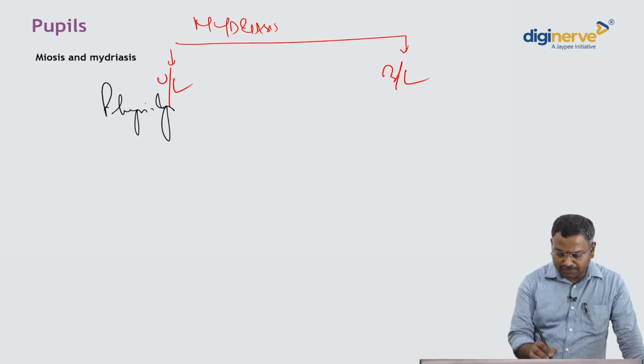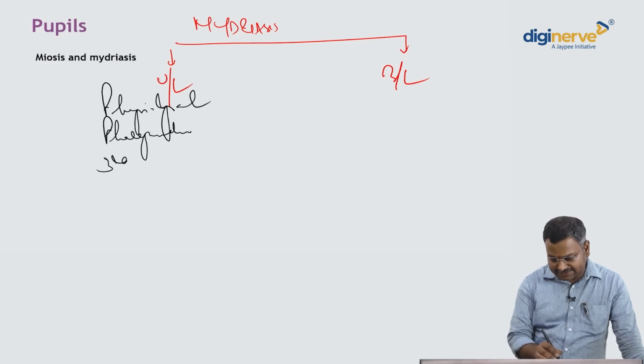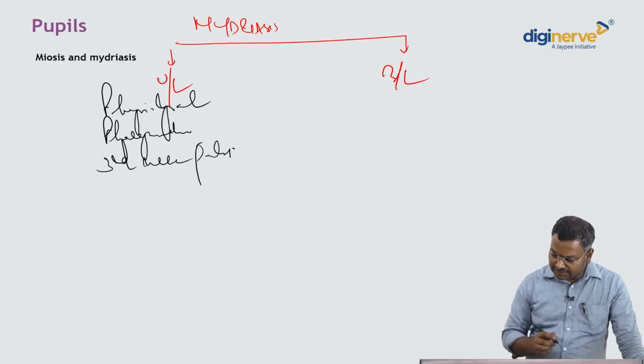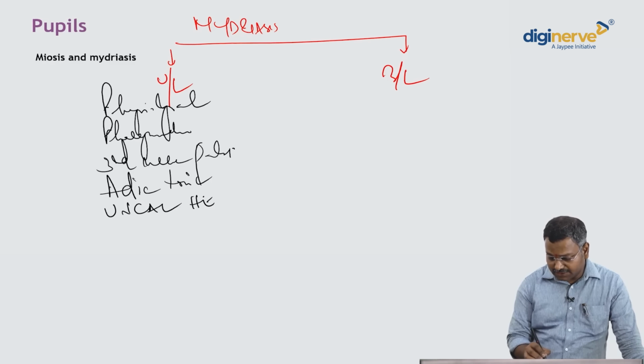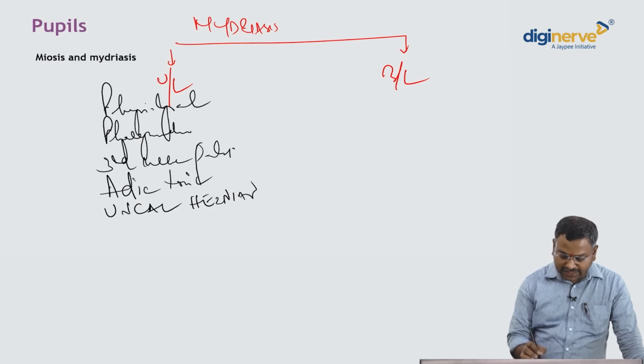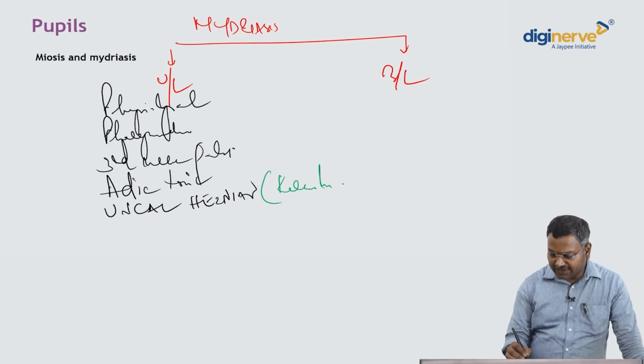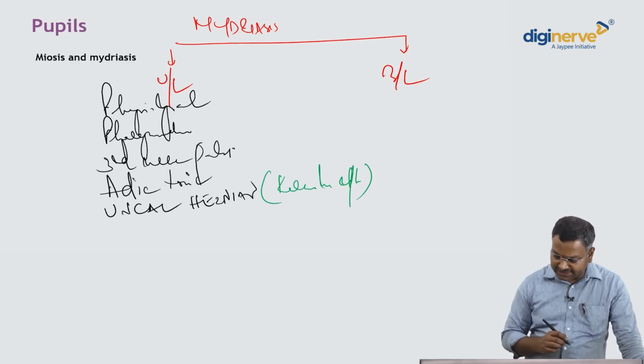Very rarely it could be that. Sometimes pharmacological, you could have certain mydriatic drugs which can be put. Third nerve palsy produces a unilateral dilated pupil. Adie's tonic pupil is a dilated pupil. Uncal herniation is a very important cause which produces a unilateral dilated pupil on the side of the hemiplegia, what we call the Kernohan's notch effect that could be there.